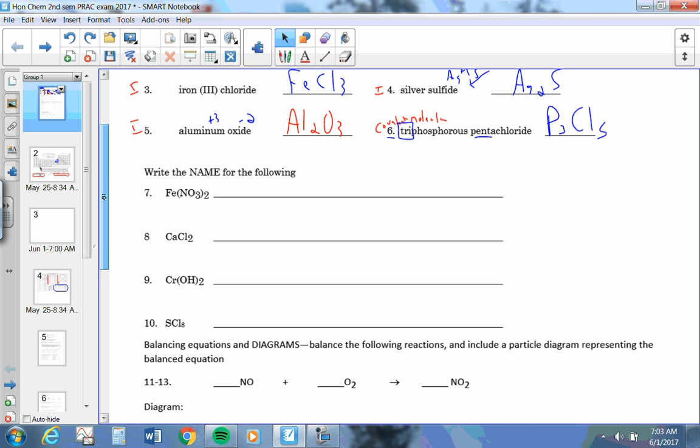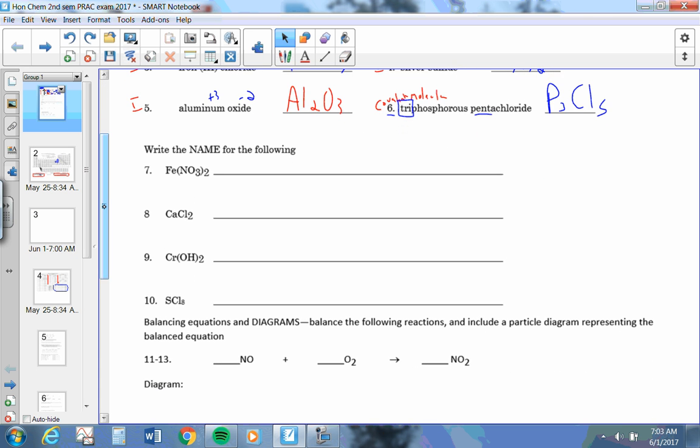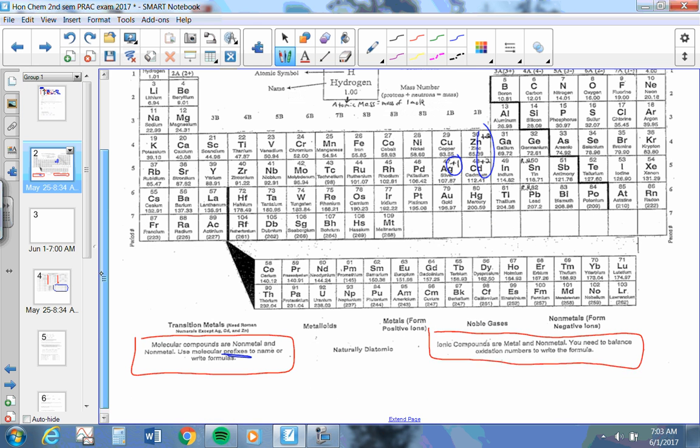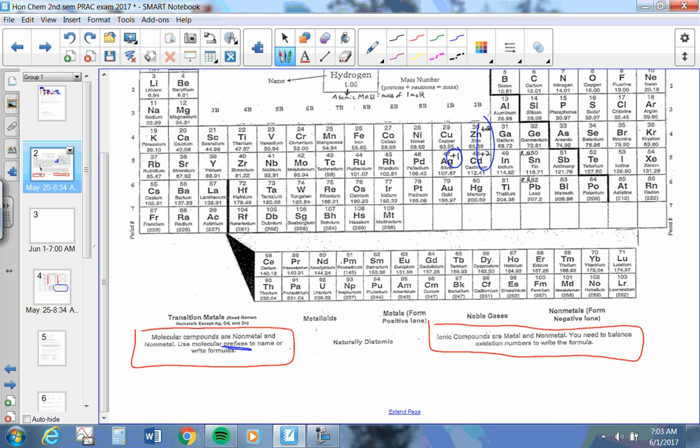Next section is naming them. Once again, some of them are ionic, some of them are covalent, and that really makes a huge difference in how you name them, because according to this, if they are molecular, or what are also known as covalent, maybe you want to write that, they need prefixes, but the other ones, no prefixes. You don't need prefixes.